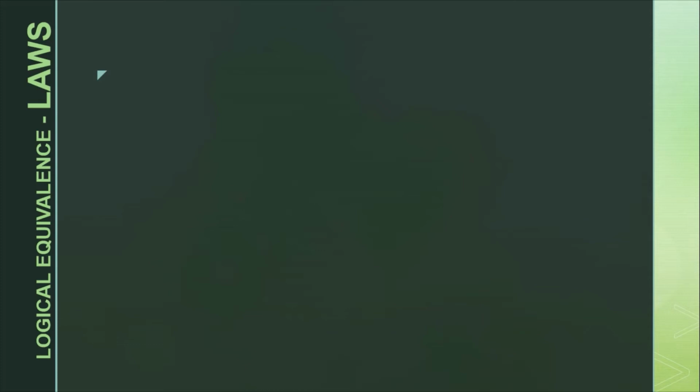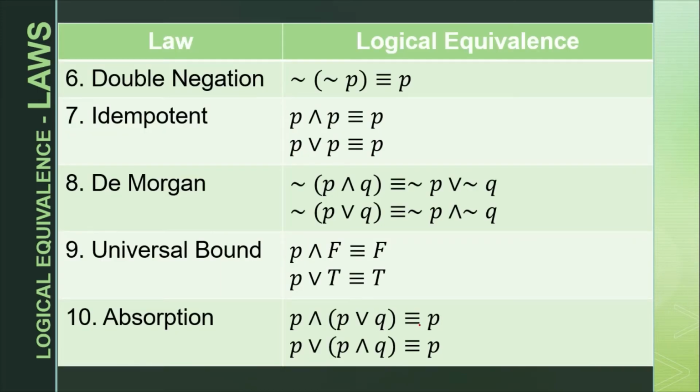Next laws, you have double negation. So this is just like multiplication. Negative times negative is positive. Then idempotent. Now, if you get the conjunction of the same atomic statement, that's just equivalent to the same atomic statement. Then we have De Morgan.